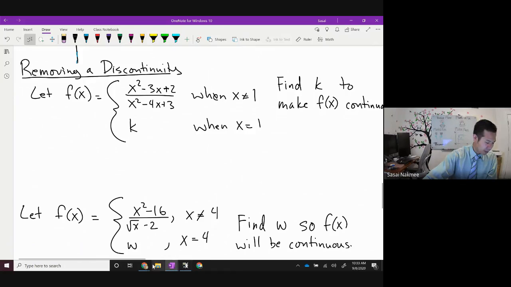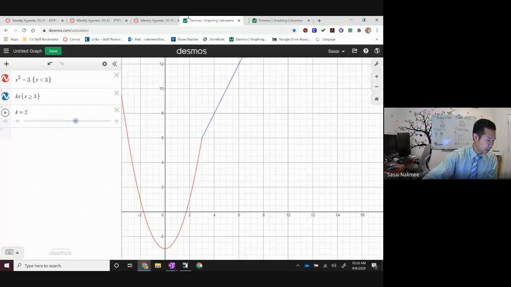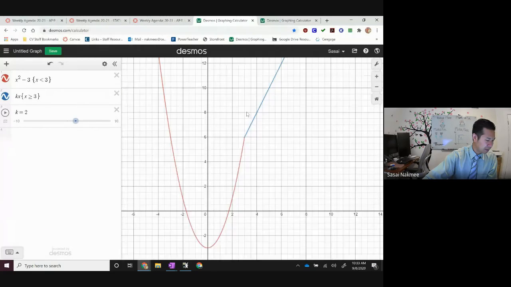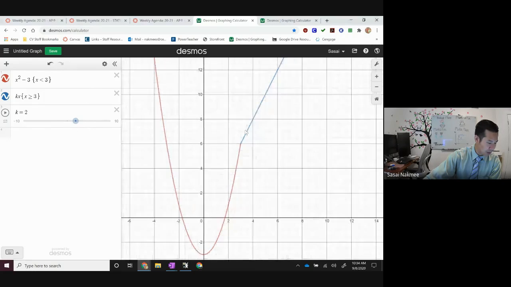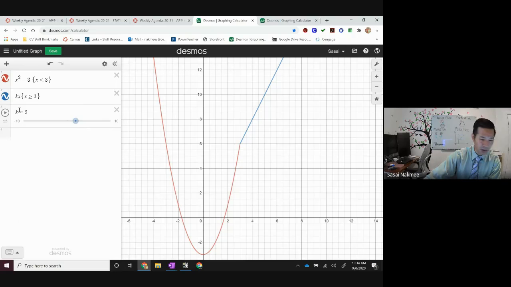So let me go ahead and show you this graph real quick because I think it's neat. So if you take a look here, here's a graph. I have it broken up into two pieces, one red and one blue. It's broken up at x equals 3. If x is less than 3, it follows this parabola. If x is greater than 3, it follows this line, where k is equal to 2 right now.